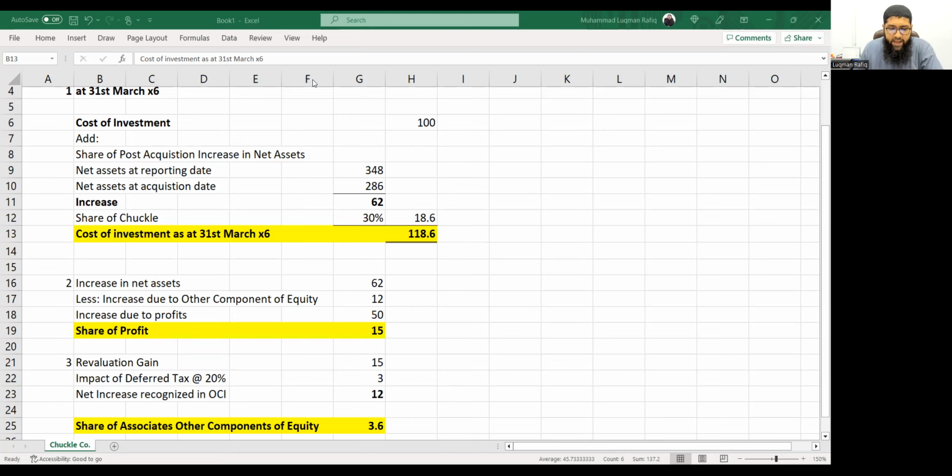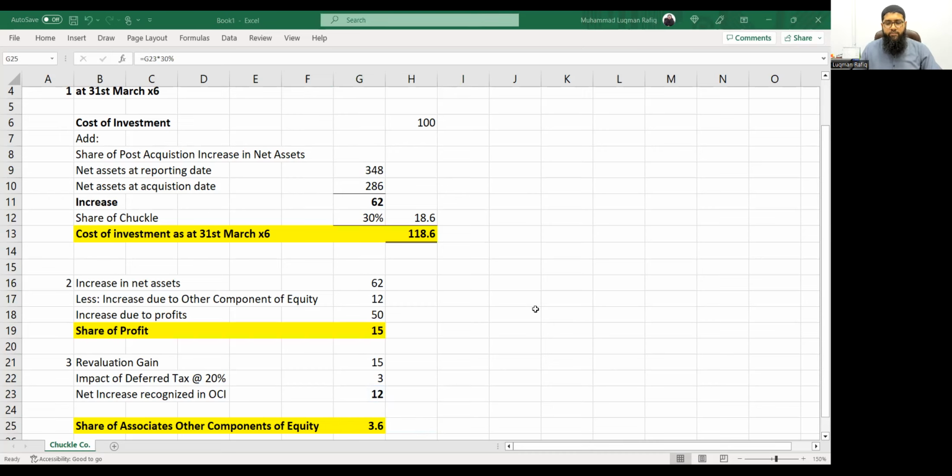Okay, your question, how did I get 3.6? Let me guide you. This 3.6 is basically your share, which is 30%. Your share is 30%, right? So 3.6 is 30% of that.